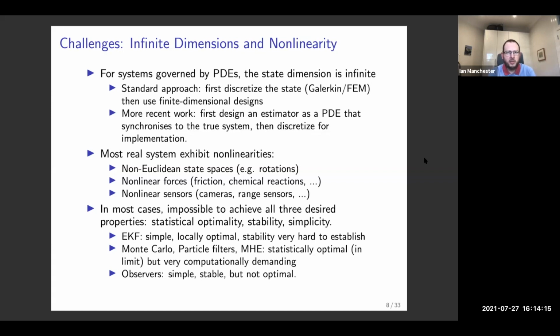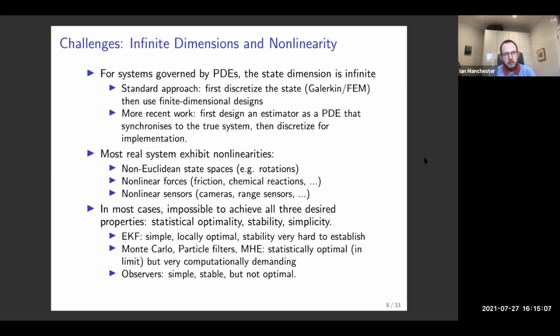So when we have systems governed by PDEs, the most common approach is to go through a sequence of steps. You take the PDE. The first thing you do is discretize the state space. So basically you do some kind of POD, Galerkin, or finite element method to construct a finite dimensional approximate basis for the state space, basically some set of basis functions that you can project the PDE dynamics onto, which will represent the dynamics sufficiently well. That gives you an ODE model, which you can then discretize in time as well, if you like. And then you design an estimator for that ODE model and apply that.